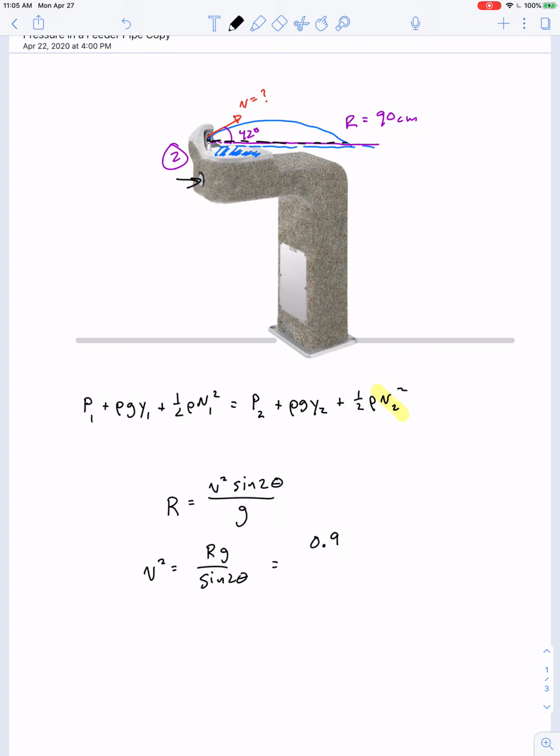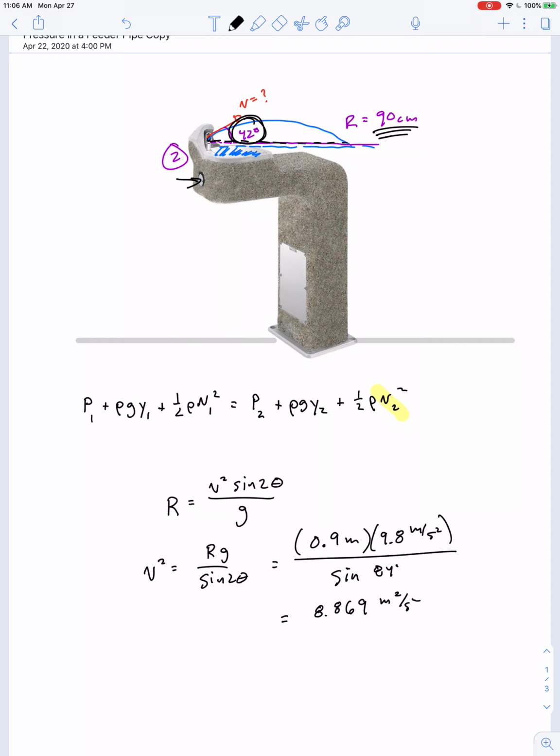If we say it's a range of 0.9 meters, it's the same thing as 90 centimeters, times 9.8 meters per second squared, divided by the sine of, if the angle is 42 degrees, then double that angle would be 84 degrees. I'll give you a minute to punch those numbers into your calculator and see what you get. So that should come out to about 8.869 roughly. Now what are the units?